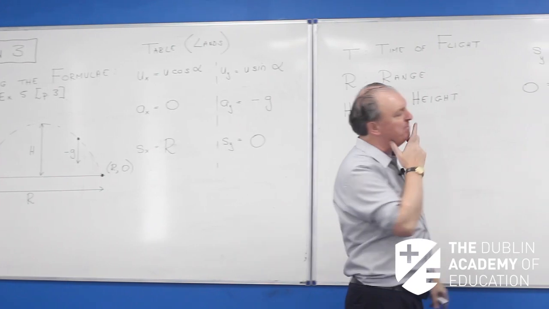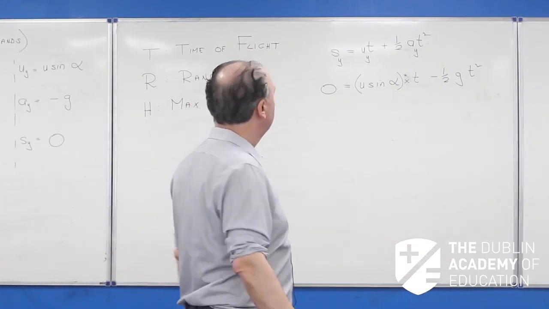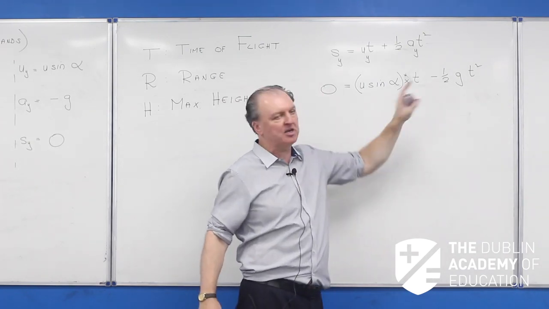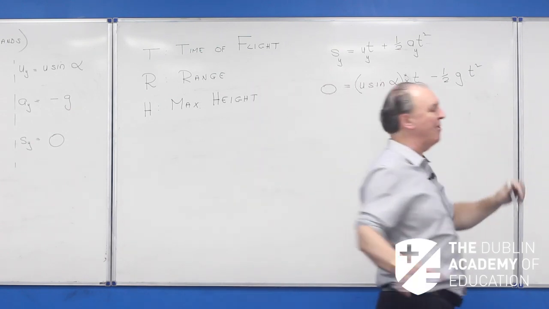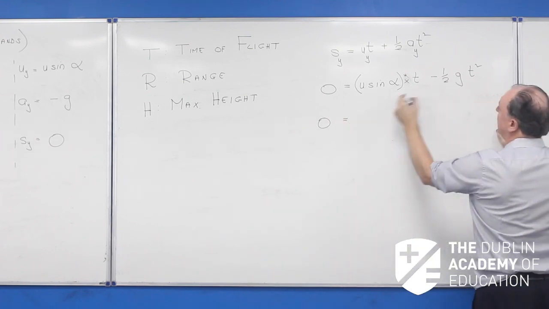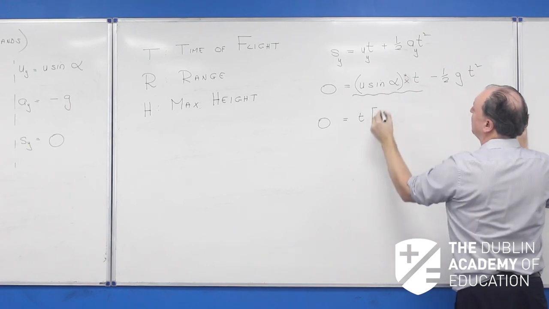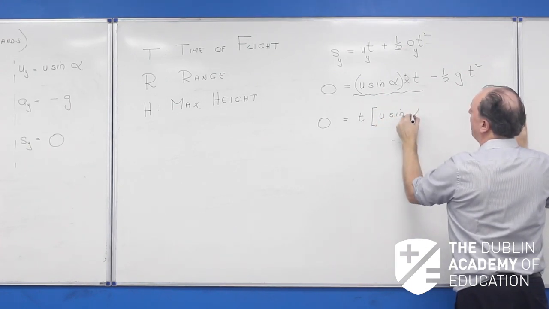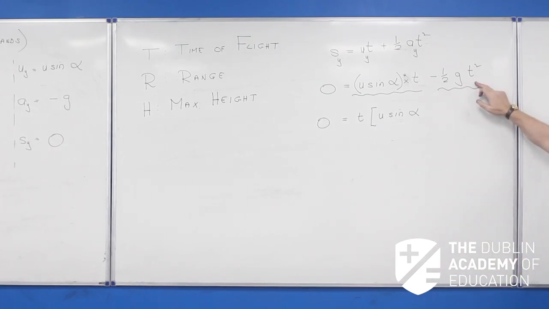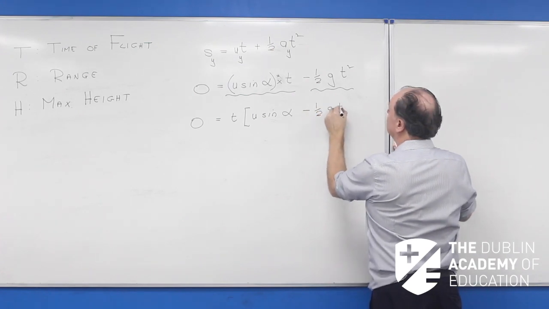Now, it's a simpler quadratic equation than some of the ones we've seen in lesson 1 and lesson 2, because the constant is 0. You could take out a t in common. So let me do it the long way first. So 0 is equal to, take a t out of this term here, and I'm left with the u sine alpha, and take a t out of that term that involves the t squared, and I get minus a half g t.